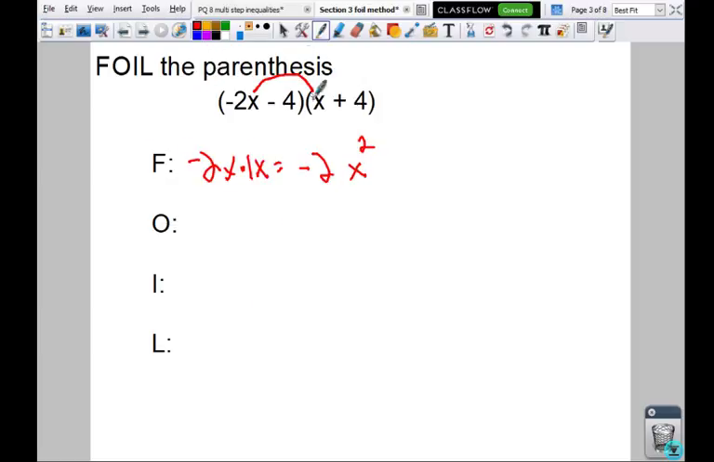Okay, so I did my first, then I need to do the outside, negative 2x times 4.